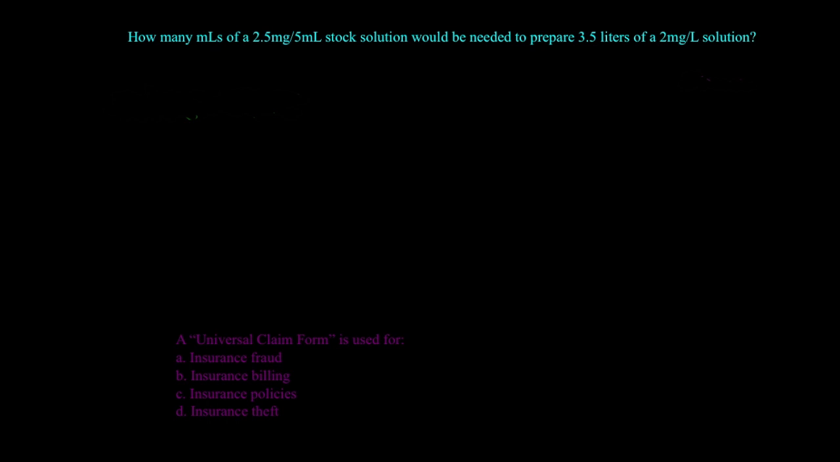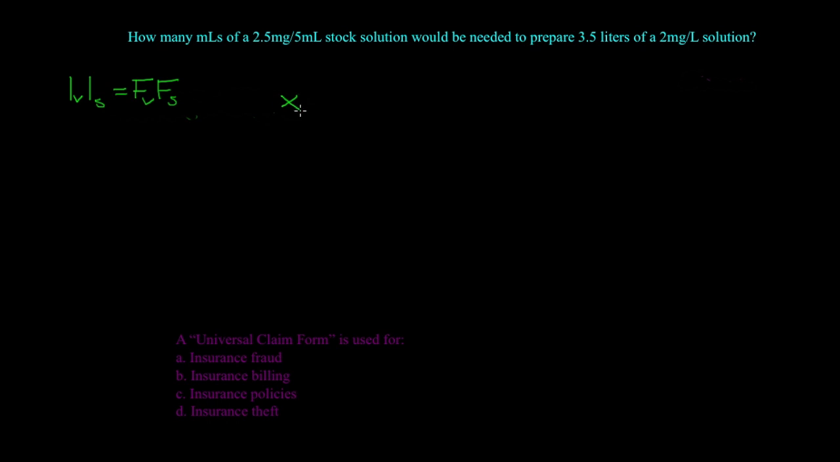All right, so the next two set of questions, the first one is going to be how many milliliters of a 2.5 milligram per 5 milliliter stock solution will be needed to prepare 3.5 liters of a 2 milligram per liter solution. This is going to be another dilution question. So with the dilutions, we're going to have IV times IS equals FV times FS. So what's going to be the initial volume? The initial volume is going to be unknown.